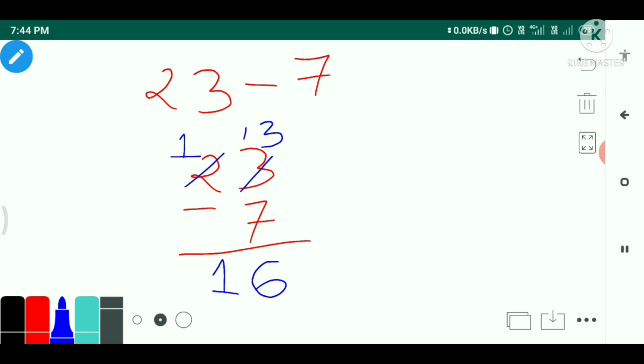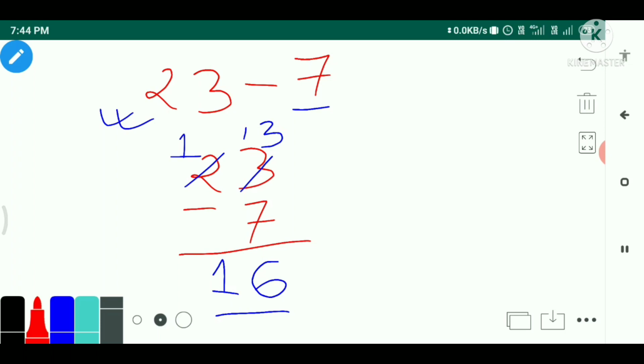Now we'll check whether our answer is correct or not. How can we do the checking? If I add 16 and 7, because 7 is the smallest one, right? So if I add these two, I should get 23. If I get 23, then my answer is correct.